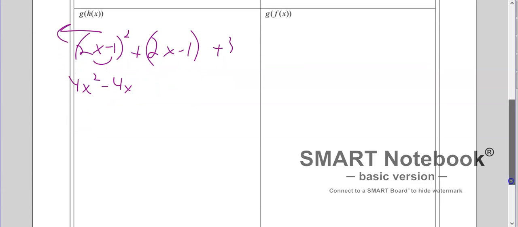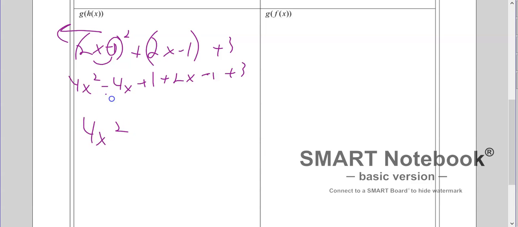And then, last times last, or just square this, plus 1. Okay, and then the 2x minus 1, and then the 3. Now we just join like terms. 4x squared is by itself. Negative 4x plus 2x is negative 2x. 1 minus 1 is 0. So the plus 3 just stands.